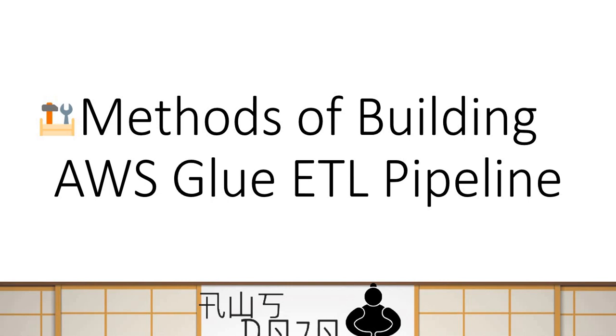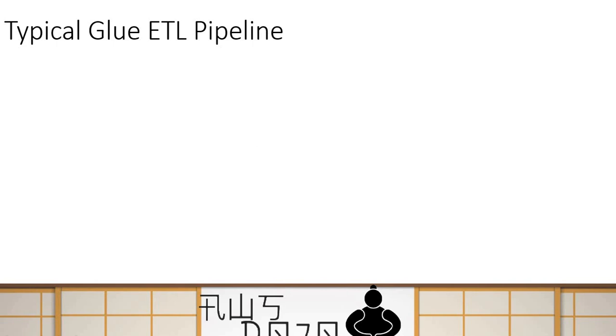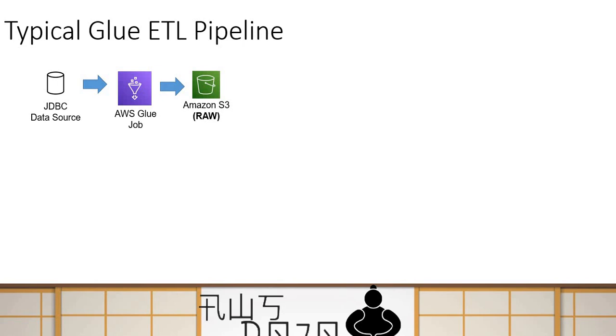So let's get started. Before we go into the choices of building the pipelines, let's see how a typical ETL pipeline looks. Suppose you have some kind of JDBC data source from where you write an AWS Glue job to fetch the data into your data platform, and that data you store into S3, and since I'm fetching it from my source system, I will call it raw data.